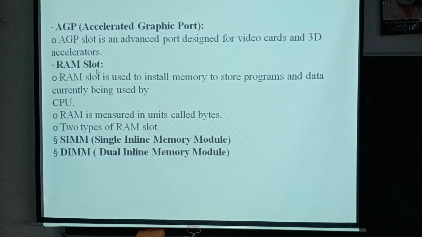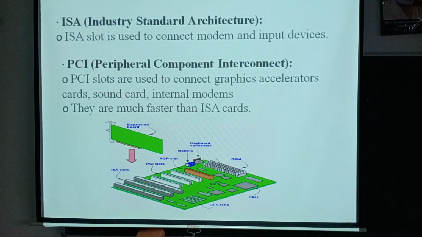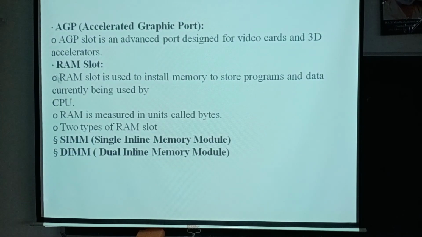Next is the RAM slot. What is a RAM slot? A RAM slot is used to install memory to store programs and data currently being used by the CPU. These are all RAM, random access memory slots, where you can insert the RAM. You will get slots like this where you can install the RAM chip in this particular slot. Okay. So it is used to install memory. Since RAM is a memory, it's used to store programs and data.